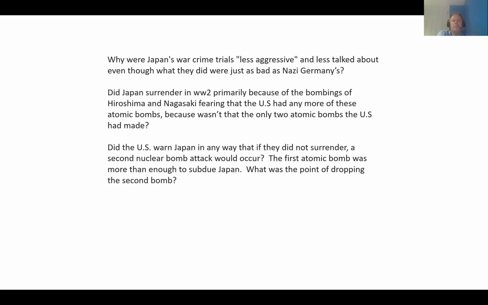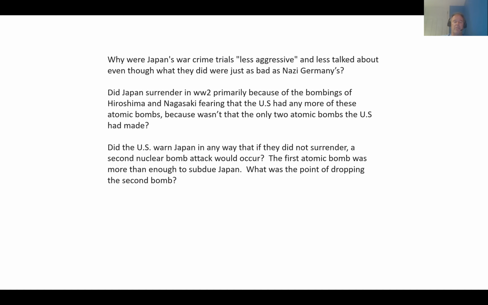Several questions relating to events in East Asia. Why were Japan's war crime trials less aggressive and less talked about, even though what they did was just as bad as Nazi Germany? And then a couple questions relating to the atomic bomb. Did Japan surrender primarily because of the bombing, and did they perhaps realize that the U.S. didn't have any additional atomic bombs in possession at the time of Nagasaki?